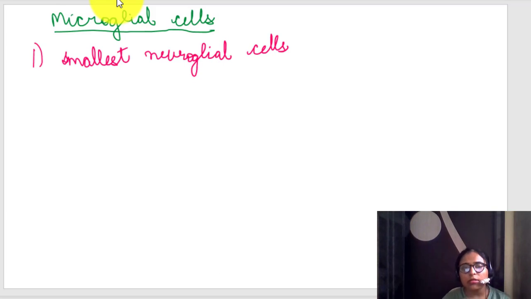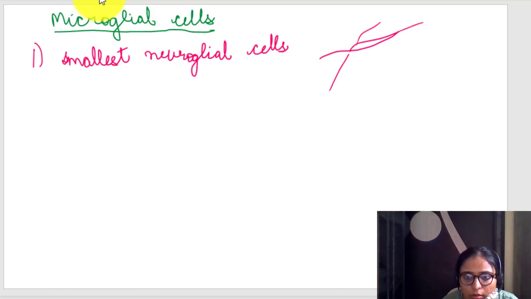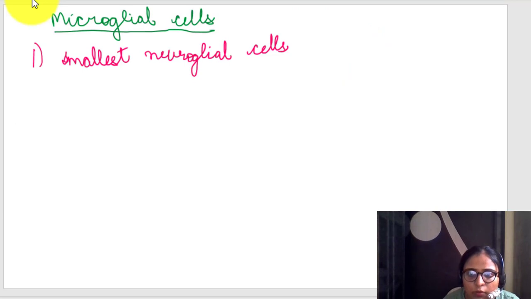What does it mean? It means that among the neuroglial cells we are talking about, the central and peripheral, these are the smallest cells, right? You have seen the picture of it. It looks like this, right? I'll show you again. Fine. If I talk about the features of it, they are the smallest neuroglial cells, and the important thing is, see that they are the smallest neuroglial cells, right?